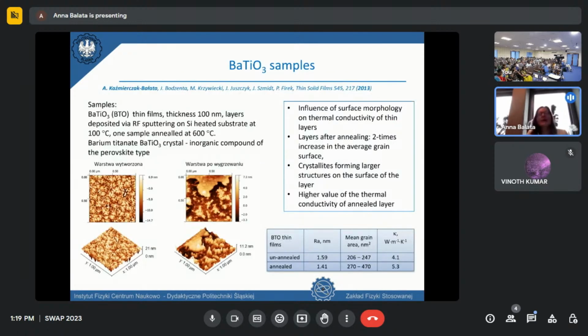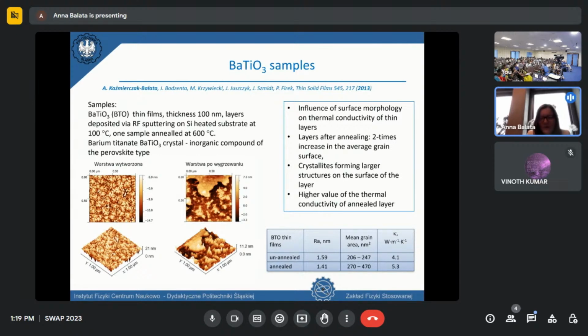I studied selected oxide materials to characterize thermal conductivity and to check how we can modify thermal transport and how we can modify thermal properties. So the first group of samples was the barium titanate thin film. The thickness of the layer was about 100 nanometers, and some layers were annealed at 600 degrees for 1 hour. And I did some topography imaging and scanning thermal microscopy measurements.